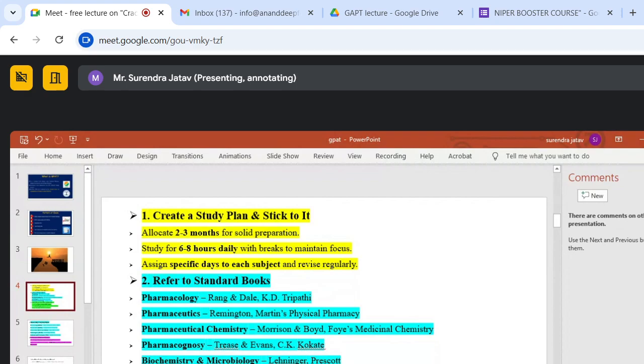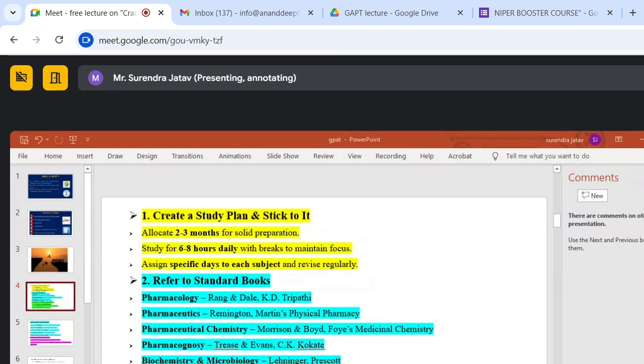Means that firstly you need to design the things. Firstly you need to make the strategy. And what is the strategy? Strategy is nothing but allocating 3 to 4 months for solid preparation. You need to continuously prepare for 2 to 3 months if you have a well-made plan and solid preparation. Study for 6 to 8 hours on a daily basis.